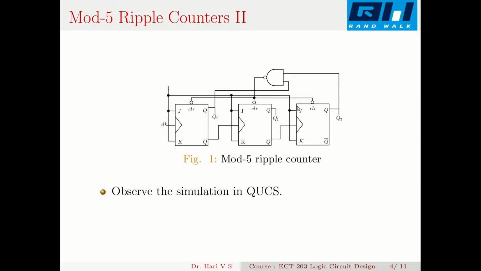When it is about to count 101, all the flip-flops are cleared. So after 100, the next count will be 000. It again starts counting from 000, 001, etc. I will show you this simulation in QUCS.